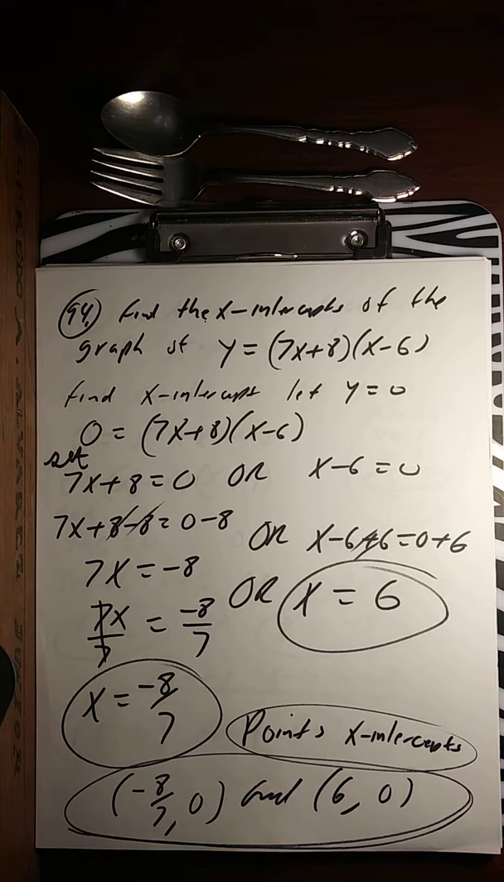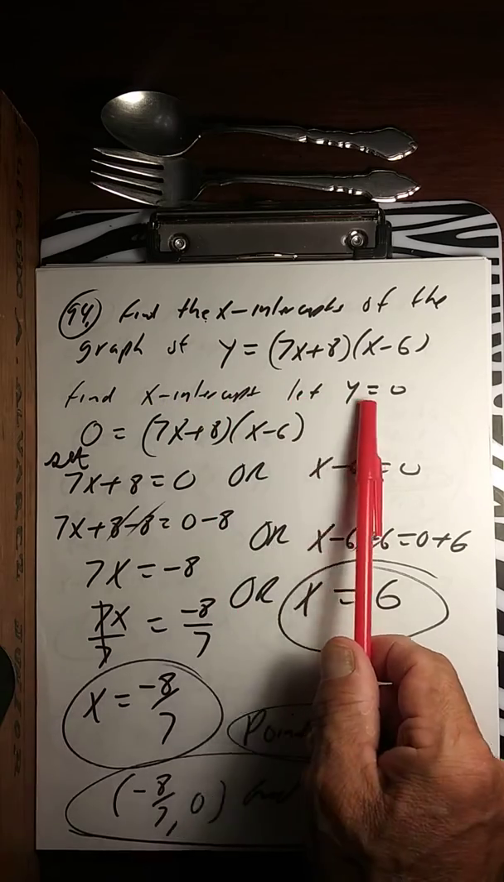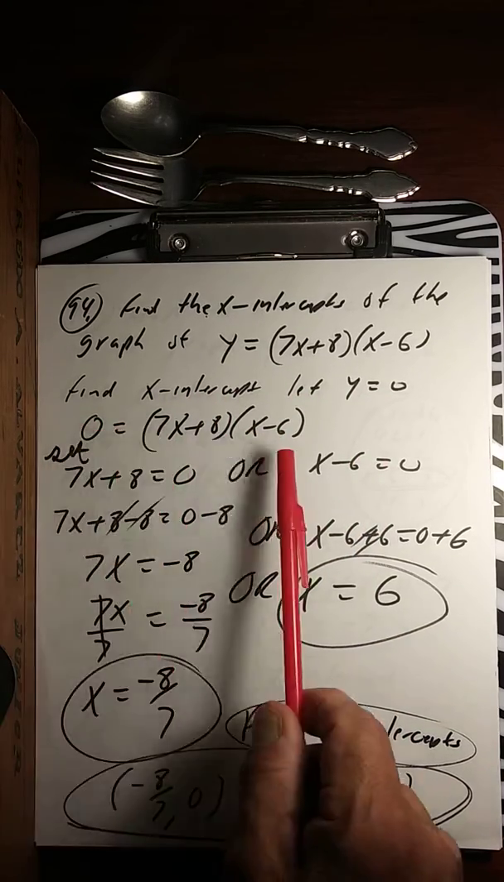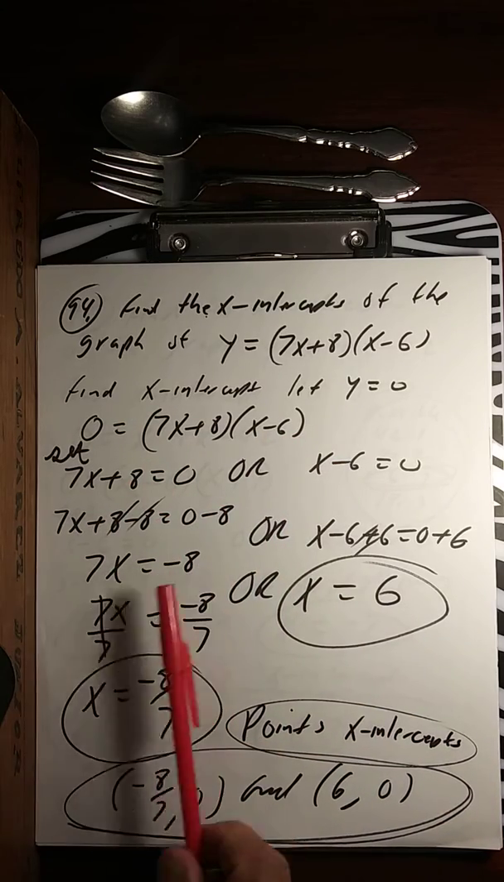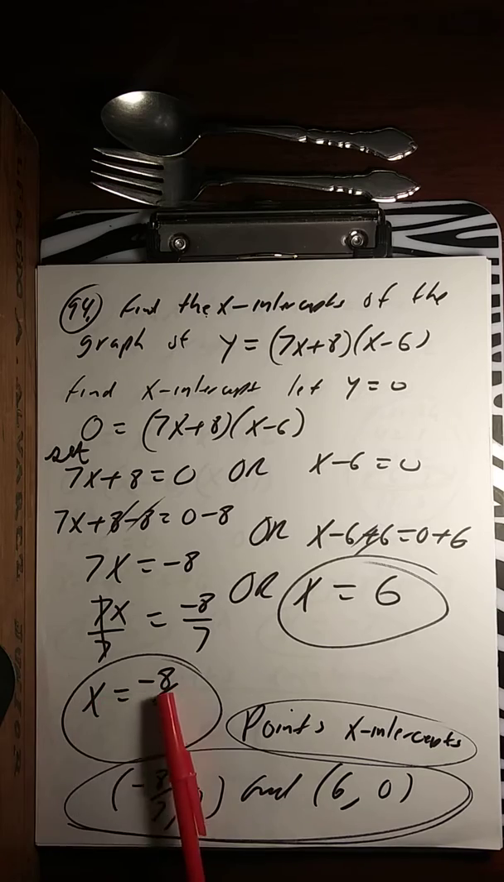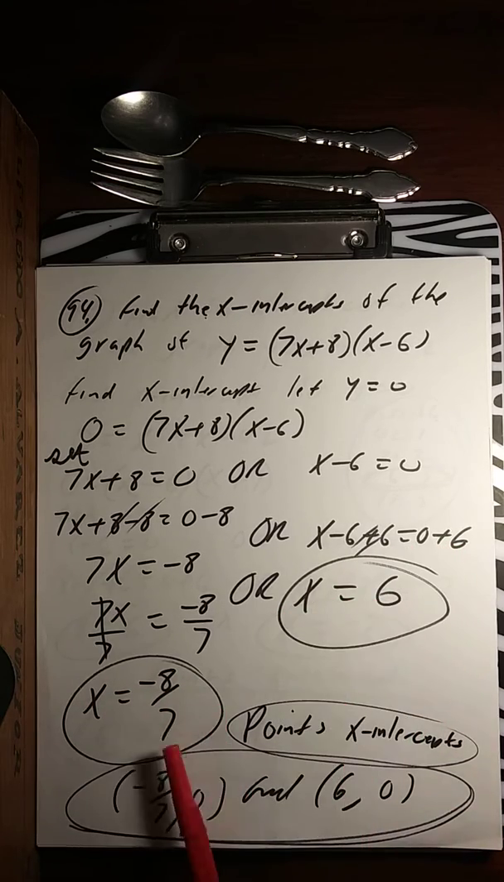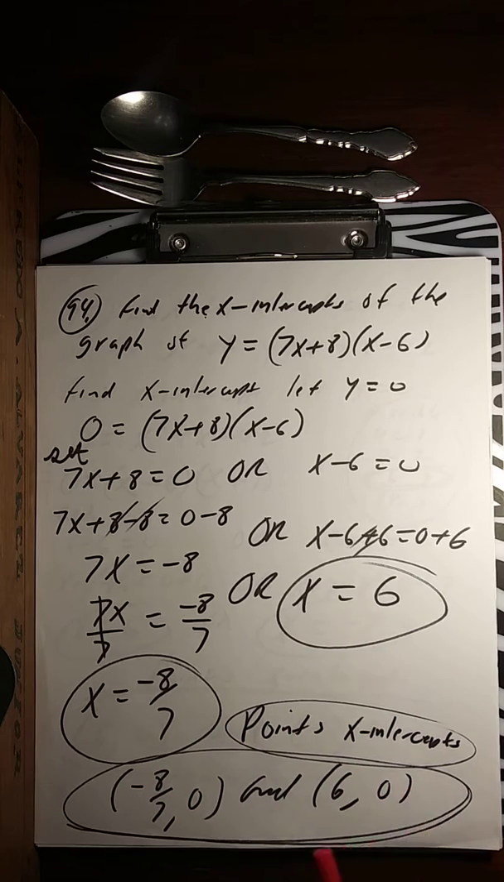Find the x-intercepts of this. So there's y. To find the x-intercept, let y equals 0, equals this. So 7x plus 8 equals 0, or x minus 6 equals 0. Minus 8 minus 8, 7x is negative 8, divide by 7, x equals negative 8 over 7. Or x equals 6. So the points are negative 8 over 7, 0, and 6, 0. The x, the y, the x, the y.